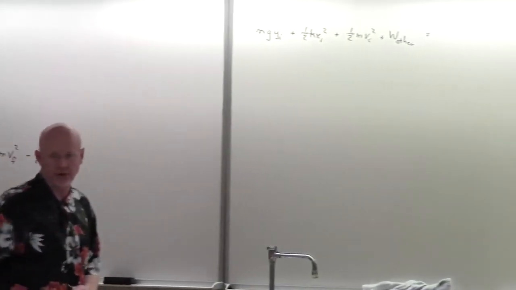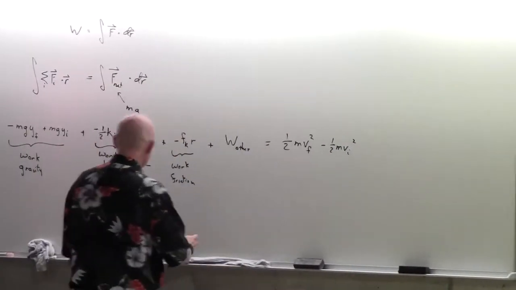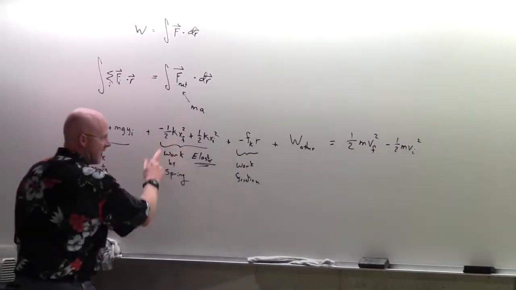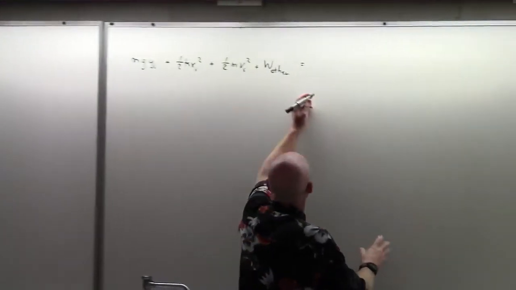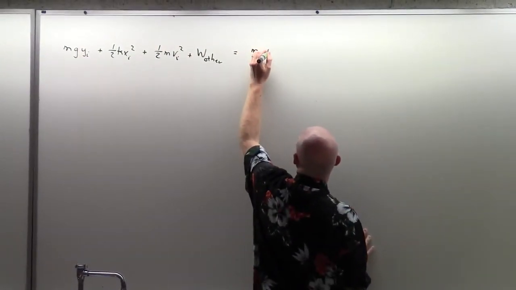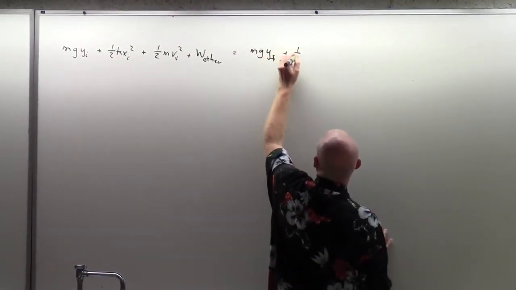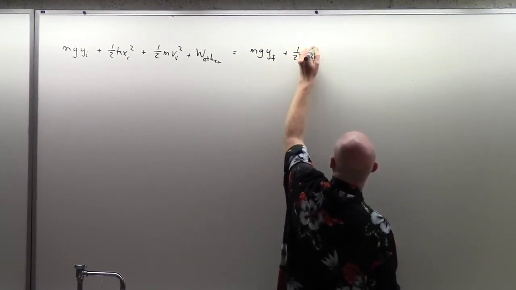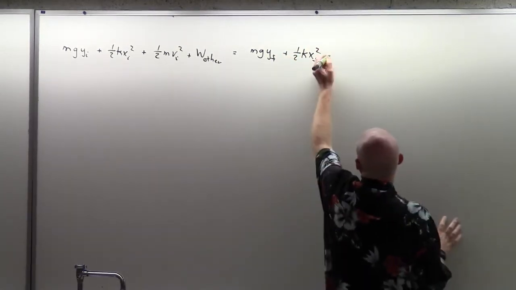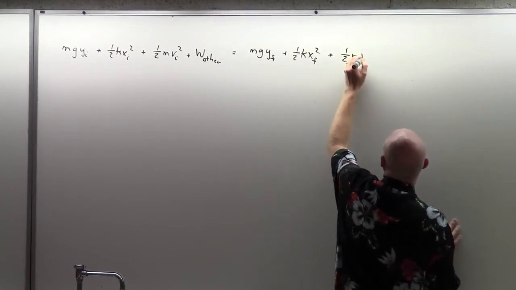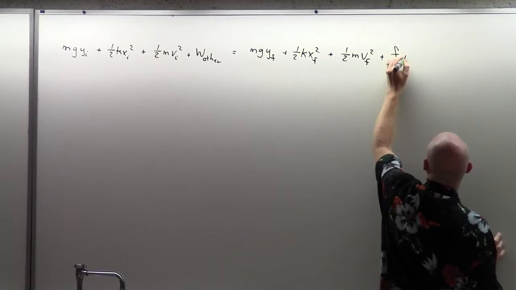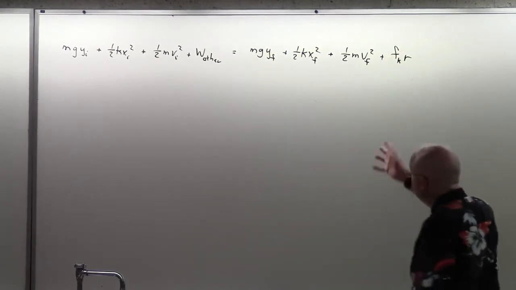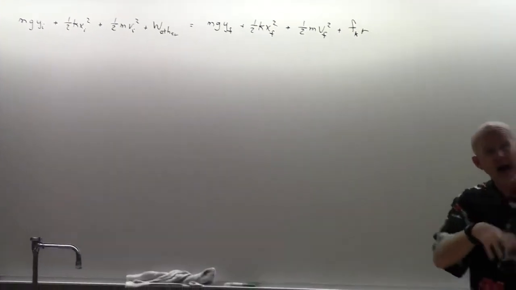What is it equal to? Well, now as I take that negative and that negative and that negative, and this one's already over there, and move them to that side, I would have mgy final, 1/2 kx final squared, 1/2 mv final squared, force of friction times distance. And so notice these are the 4 terms that are after something happens.